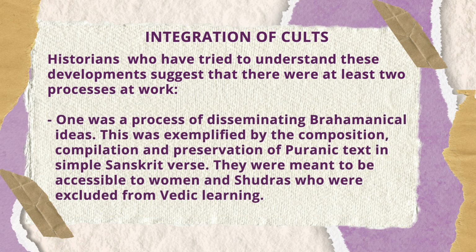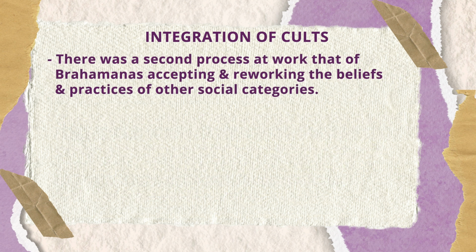One was a process of disseminating Brahminical ideas, and this was exemplified by the composition, compilation and preservation of Puranic text in simple Sanskrit verse. They were meant to be accessible to women and Shudras who were excluded from Vedic learning. There was a second process at work, that of Brahmanas accepting and reworking the beliefs and practices of other social categories.